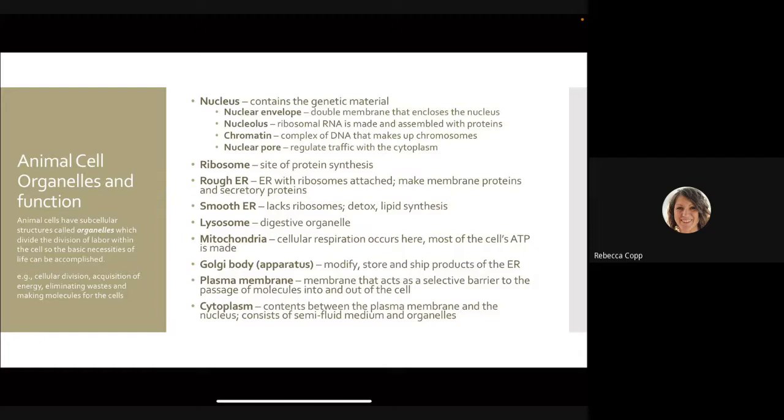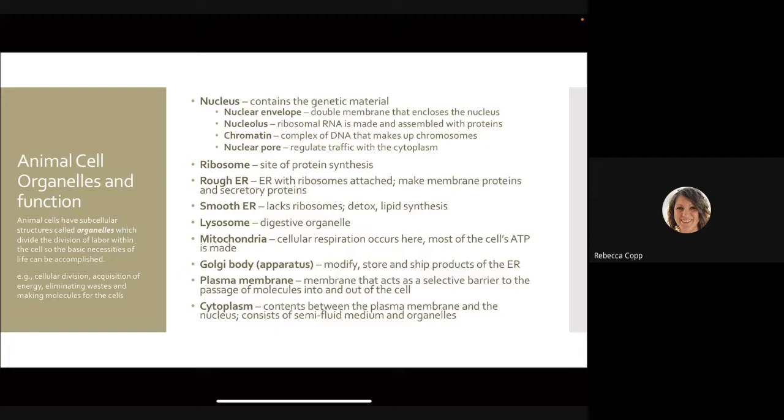And the smooth ER is for detoxing the cell and synthesis of lipids. Lysosome is a digestive organelle. Mitochondria is where cellular respiration occurs, and most of the cell's ATP is made. The Golgi apparatus is the sorting and packaging UPS type organelle. It stores and ships products of the endoplasmic reticulum.